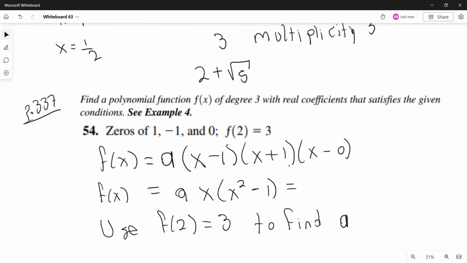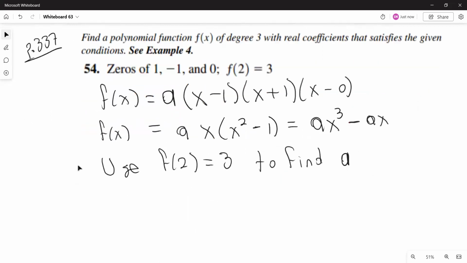Well, actually, we can go a step further because this is a times. So that's ax times x squared, which is going to be ax cubed. And ax minus a times x times -1 is going to be minus ax. So we can do that to find a.